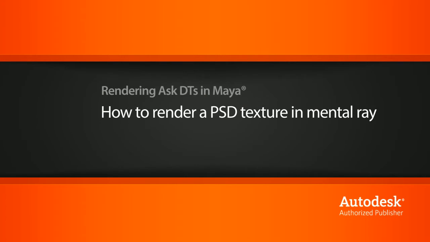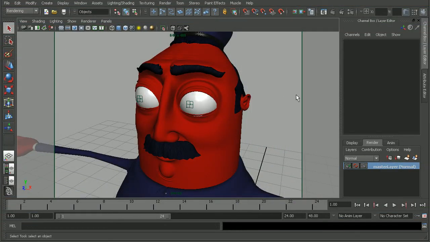In this video, we're going to look at a question from one of our users, Zukran, on how to render a PSD texture using Mental Ray. To illustrate this, I have the guy from the Creating Cartoon Characters in Maya course. And right now, all the textures are actually in JPEGs.